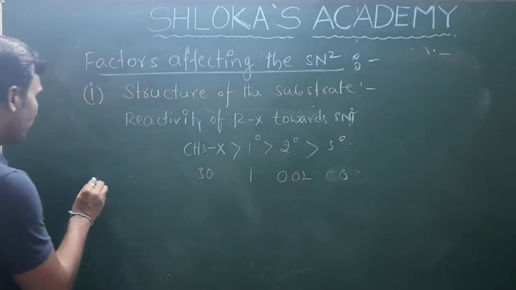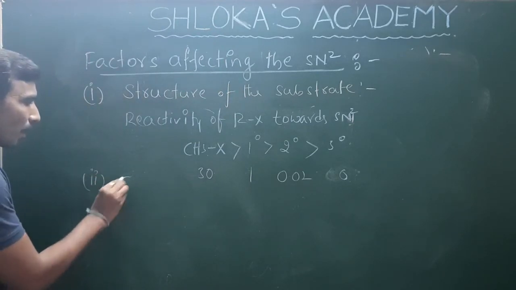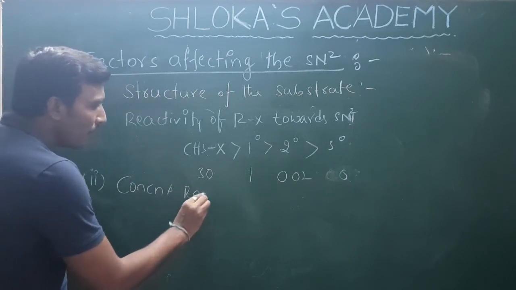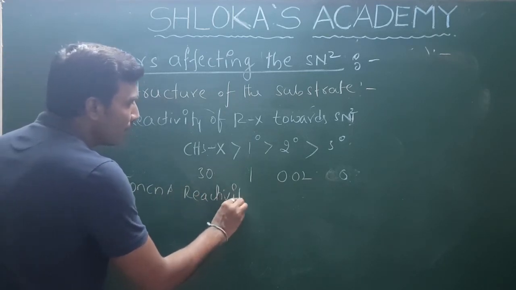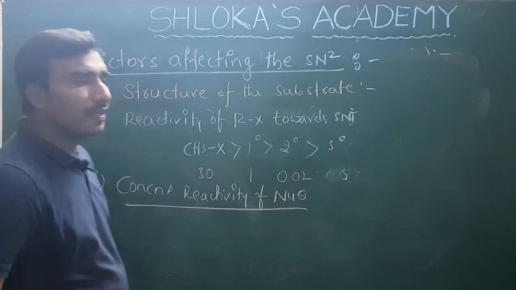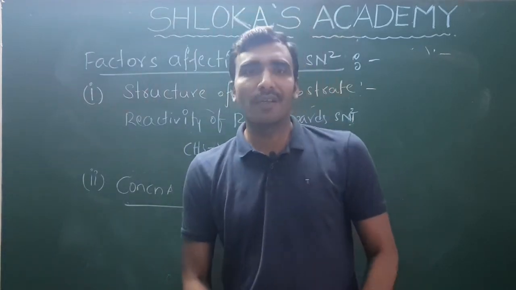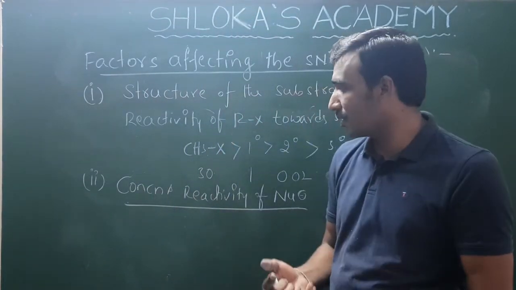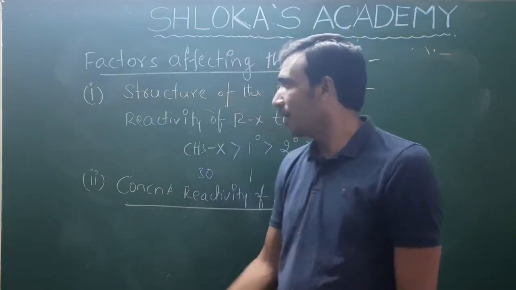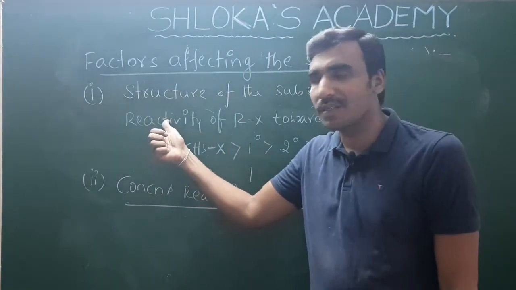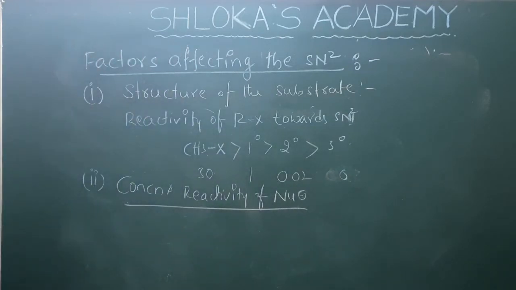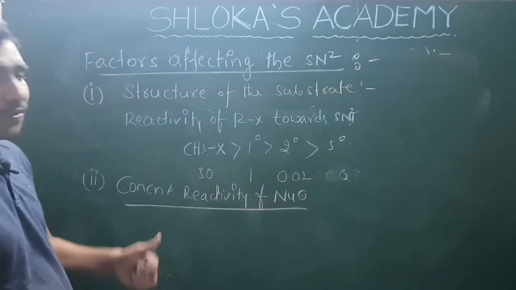Second one: concentration and reactivity of the nucleophile. In the rate determining step of the SN2 reaction, both the alkyl halide and the nucleophile are involved, so both can affect the rate of the reaction. About the alkyl halide we have already discussed. Now we have to discuss the nucleophile: the concentration and reactivity of the nucleophile.